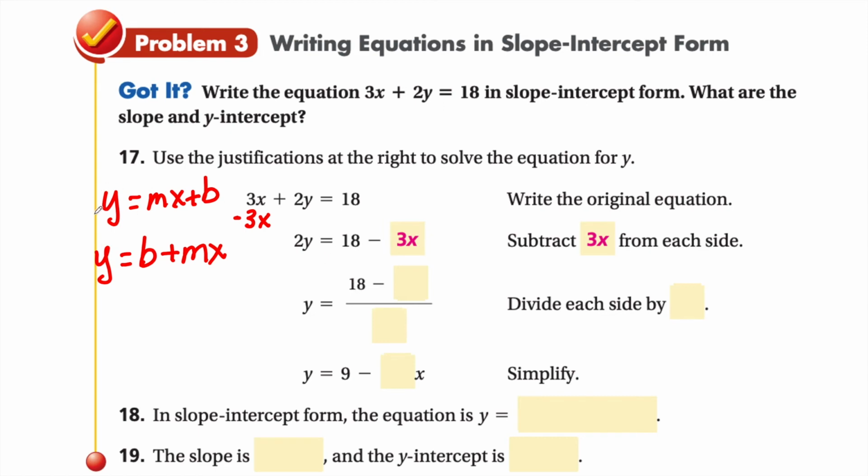Again, we need to get y by itself. So the next step, since we're trying to hone in on this y, we need to get that y by itself. I'm going to make sure I divide everything by 2. So I'm going to rewrite the 3x right there. So we have 18 minus 3x, but we're also going to be dividing by 2.